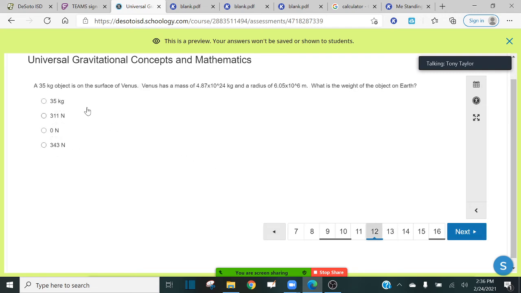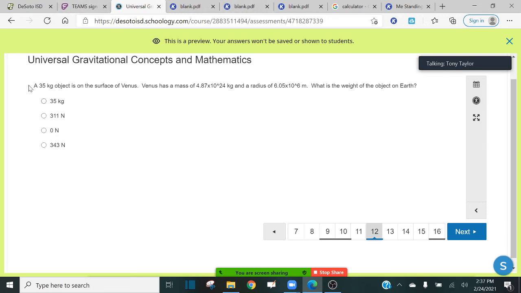Okay, now this problem is very similar to the problem we just did, but notice the question is different. It says the 35 kilogram object is on the surface of Venus. Venus has a mass of 4.87 times 10 to the 24 kilograms and a radius of 6.05 times 10 to the 6 meters. What is the weight of the object on Earth? So everybody got that? In the previous problem, it asked for the mass of the object on Earth. But here in this problem, it says, what is the weight of the object here on Earth?